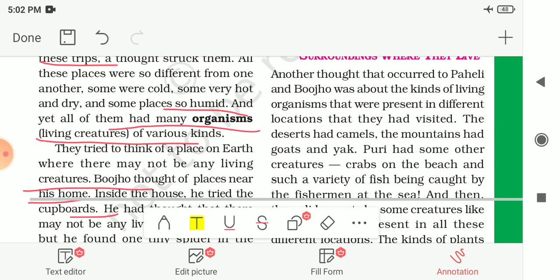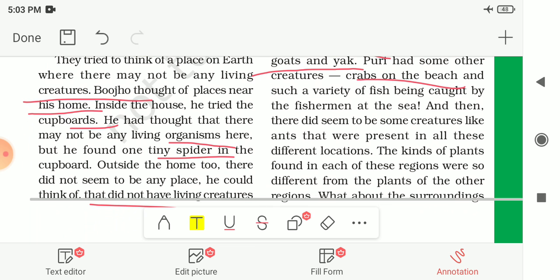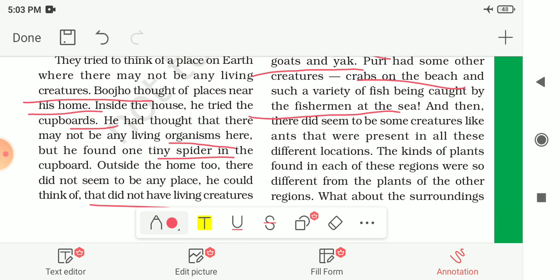Another thought that struck Boojho and Paheli was about the kinds of living organisms present in the different locations they had visited. They found that those different places have different kinds of organisms. Like the deserts had camels, the mountains had goats and yak, Puri had creatures like crabs on the beach, and a variety of fish being caught by the fishermen at the sea.